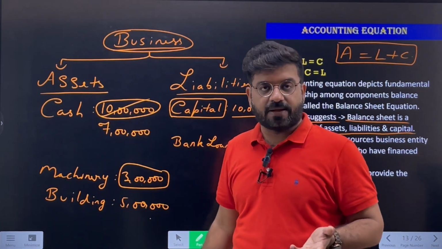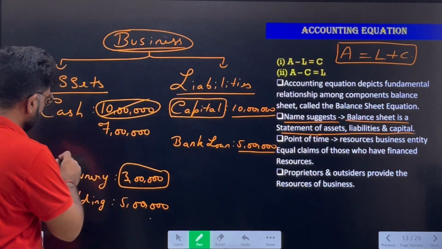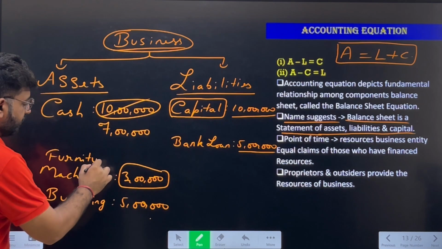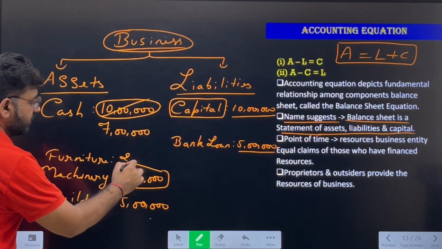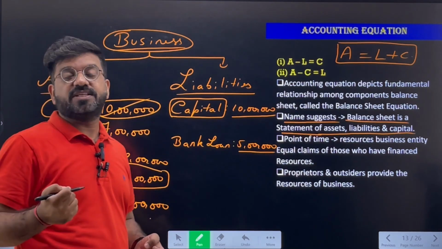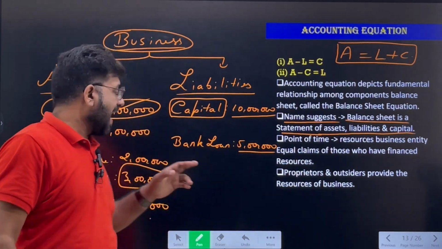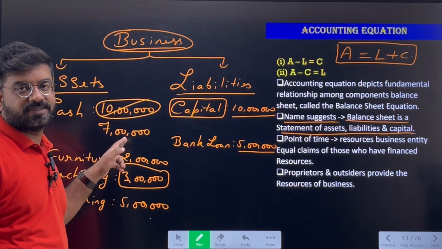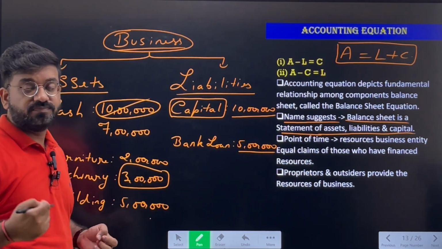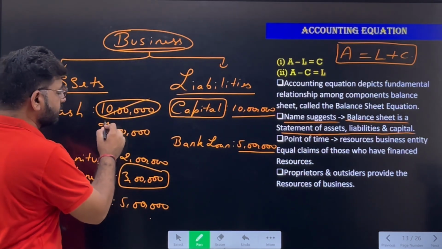Let me take another example. If I purchase a furniture for rupees 2 lakhs, now I will get the furniture. I will have a furniture with me of rupees 2 lakhs. Obviously, in order to purchase the furniture, I will have to pay the cash. So I have a cash of how much? 7 lakhs. If I pay 2 lakhs for purchasing the furniture, what will be the net amount left with me as cash? Obviously 5 lakhs.